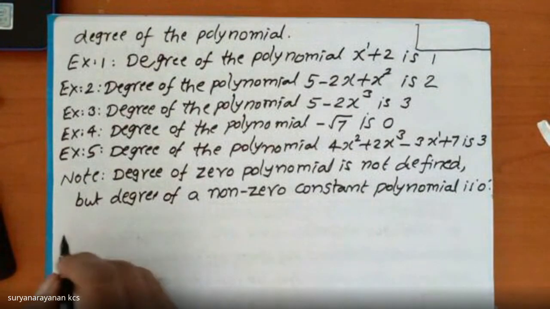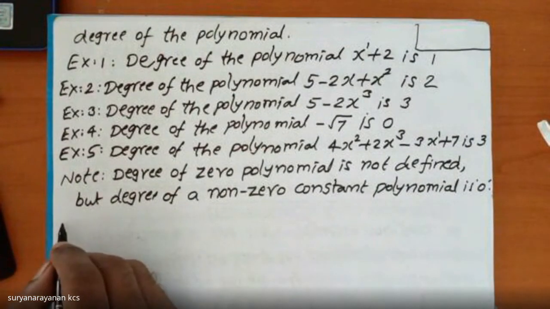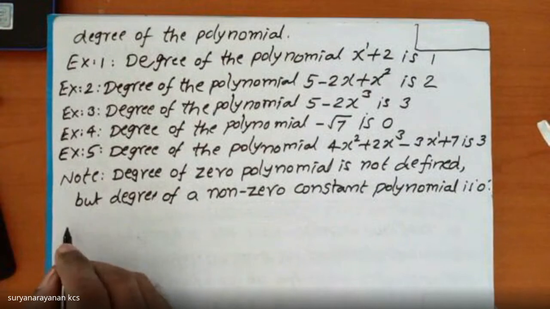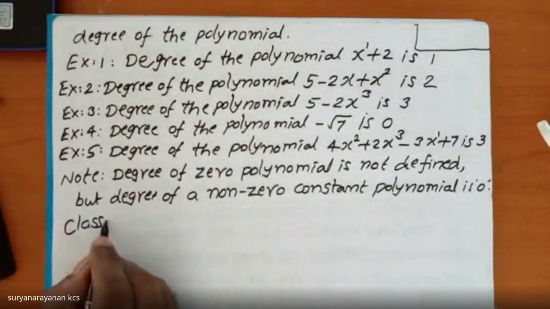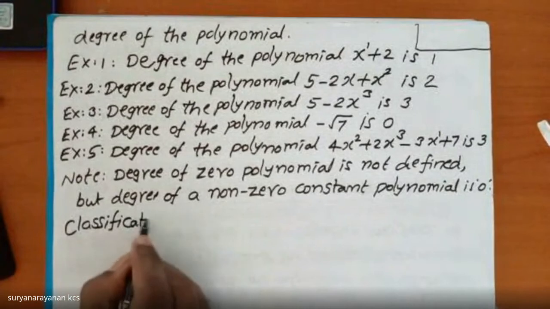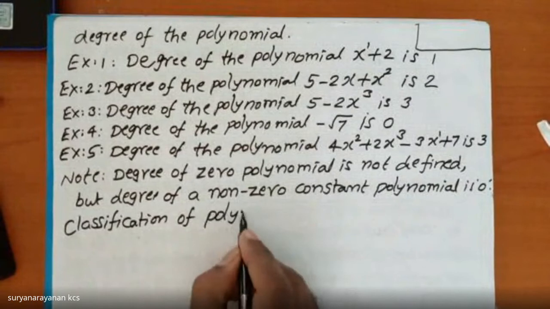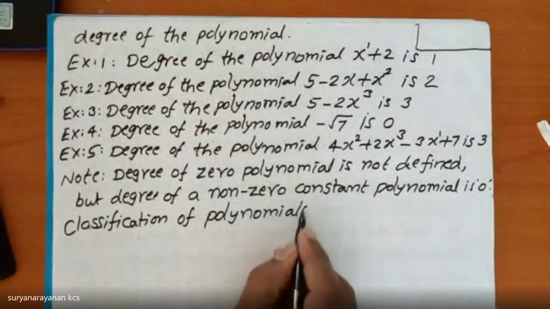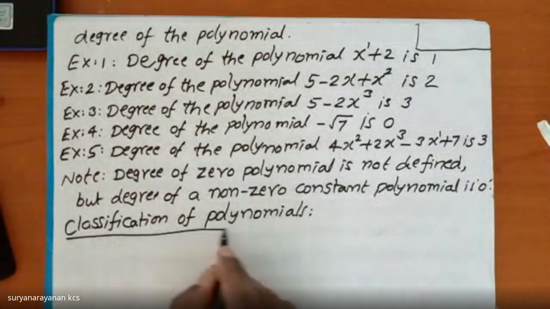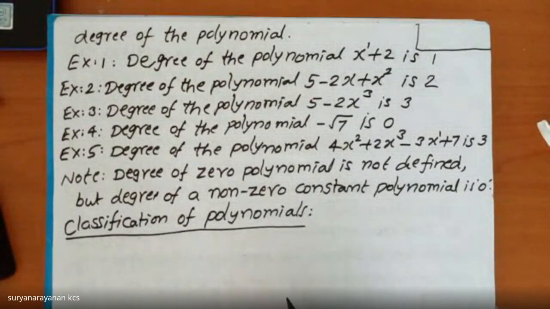Okay, now come to the next point, classification of polynomials. Here we classify polynomials into two categories based on number of terms in a polynomial and degree of a polynomial.